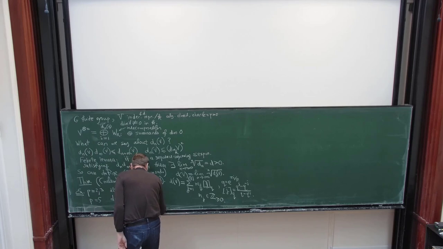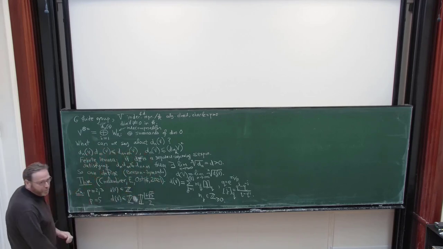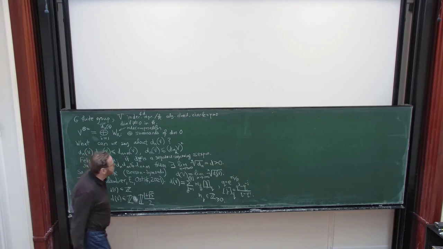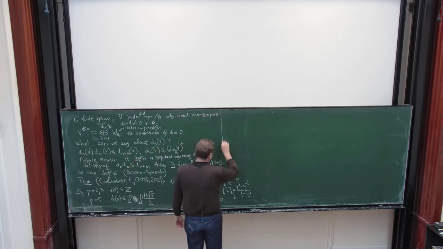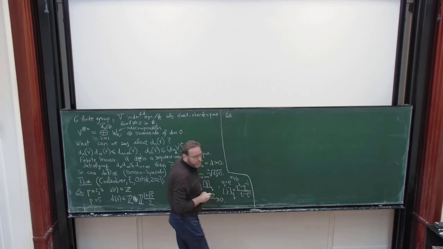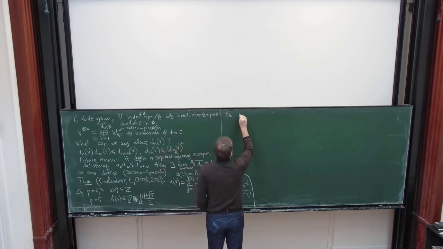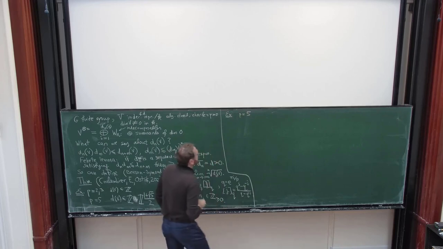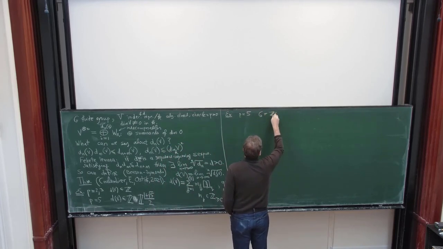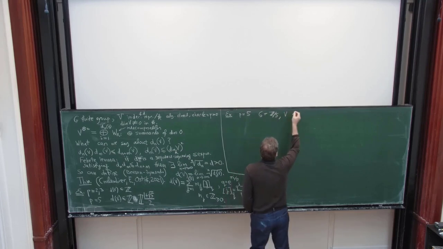Times (1 plus square root of 5) over 2. So this is the golden ratio. And in fact, you can see that these irrational numbers occur from a very simple example. If you take characteristic 5, so let's say p equals 5, and we take G equals Z mod 5, and V is the three-dimensional indecomposable.